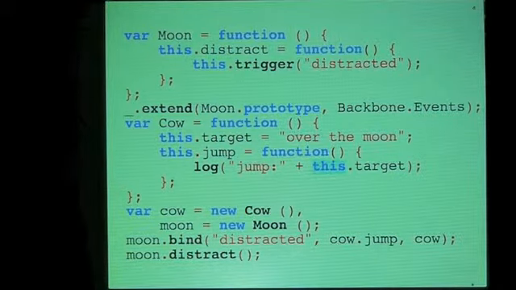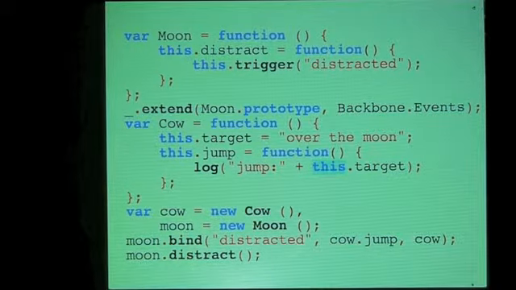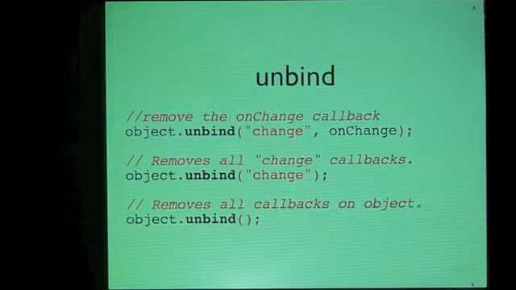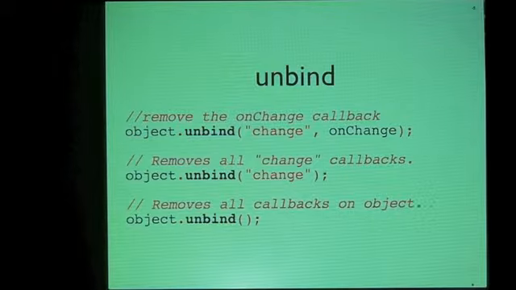So I should probably take this slide out, but I'm just trying to illustrate that the bind takes a context. Yeah, right. So we have unbind, and with unbind we can remove a specific callback. We can remove by a specific event name, or we can remove all callbacks.